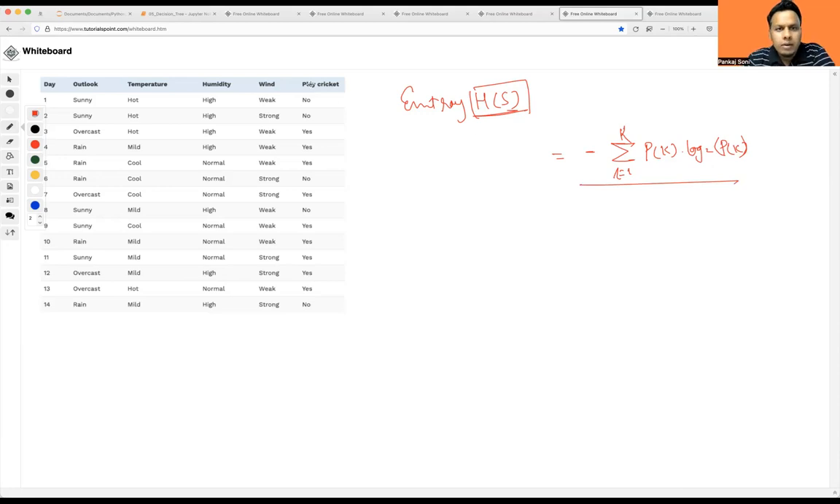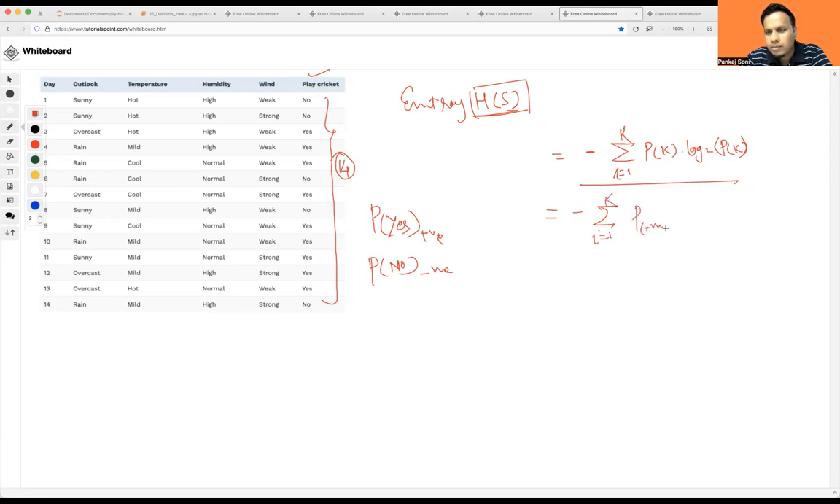Now what is my class here, the target class? This is play cricket. So how do we calculate it? First of all, how many total elements are there? That is total 14. Out of 14, how many yes are there? What is the probability of getting yes, and the probability of getting no? You can call these positive and negative. So the sum from i equals 1 to k, of probability of positive times log base 2 of probability of positive, and likewise for negative.